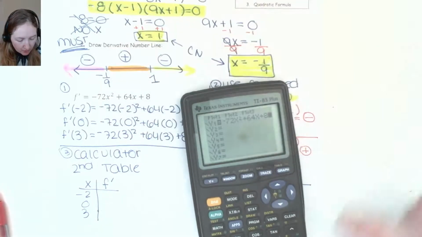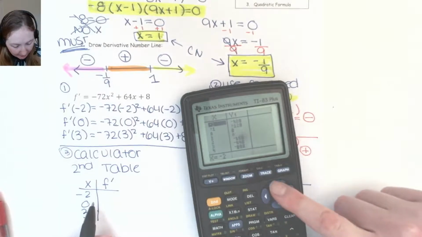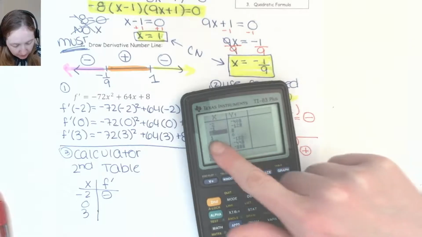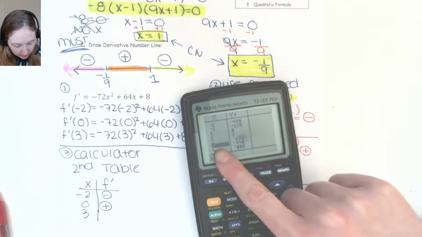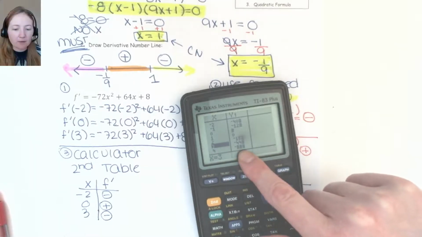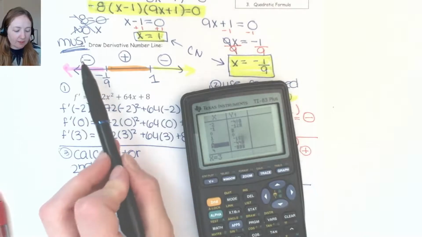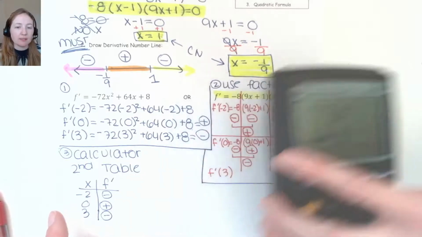And for x, you would then go to second table and look at -2 gives me a negative. Then cursor down, 0 gives me a positive, and then cursor down, 3 gives me a negative. And that's how you could very quickly identify negative, positive, negative. Okay, now again, I'm not promoting that. Again, the whole idea is that we're doing this without a calculator, but technically in this class, you're allowed a graphing calculator, so you could use that second table.